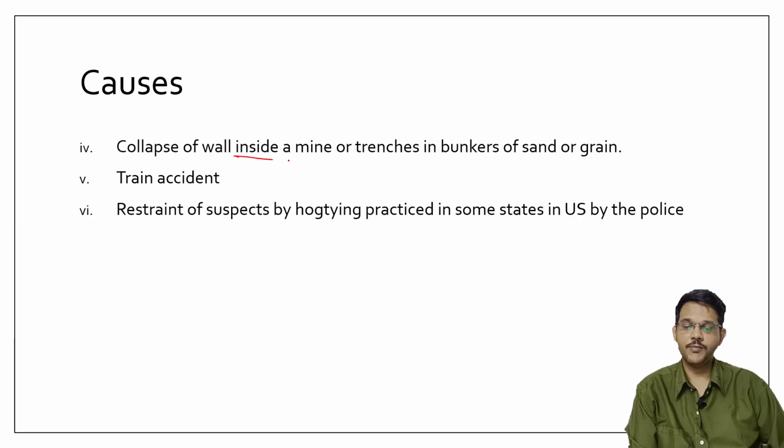There may be collapse of a wall inside a mine or trenches, in bunkers, sand, or grain. There may be a train accident where the bogies of different trains fall over another person. A person may be restrained in hog tying, a type of restraint where hands and legs are tied behind the person, and the person in a supine or prone position may not be able to breathe.